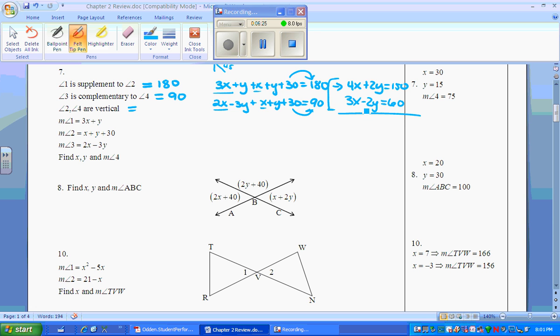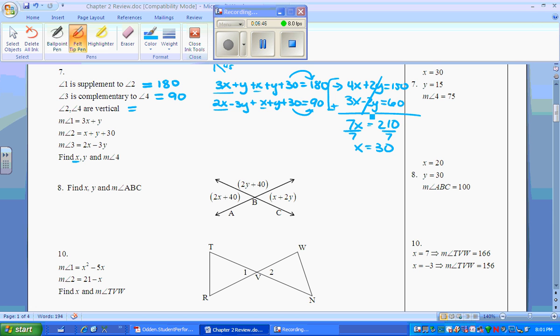Well, let's take a look at it. We could do it by elimination. The 2 and the negative 2 already cancel out, so 4x and 3x, that's 7x when we add them. 150 plus 60 is 210 divided by 7. X ends up equaling 30. Great, that's the first part.